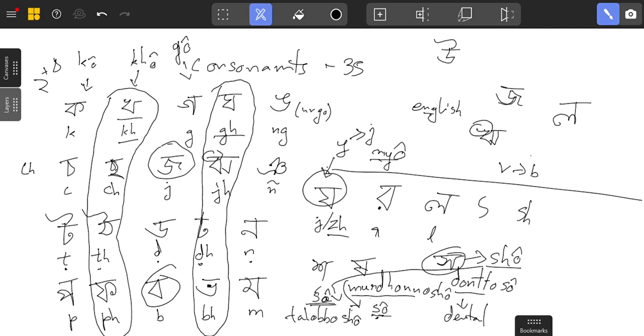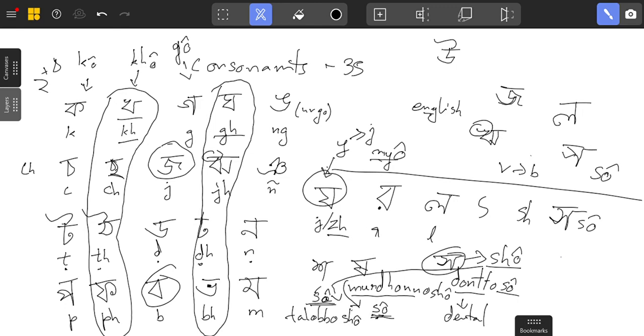This is shaw, this is shaw, this is saw. And it's written like this. My handwriting sucks. Like this. Saw makes the S sound, S sound. This makes shaw sound, and this makes saw sound. Shaw, shaw, saw. Talukbo shaw, murdhanno shaw, donto saw.